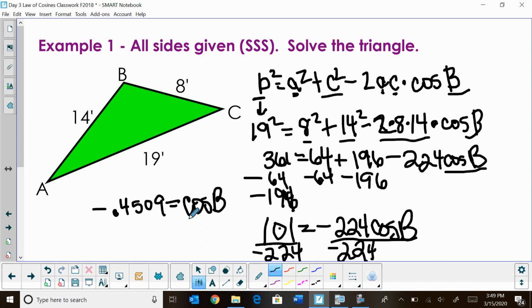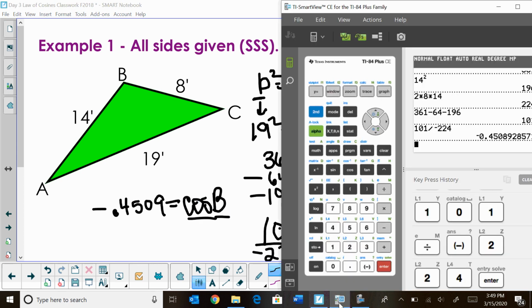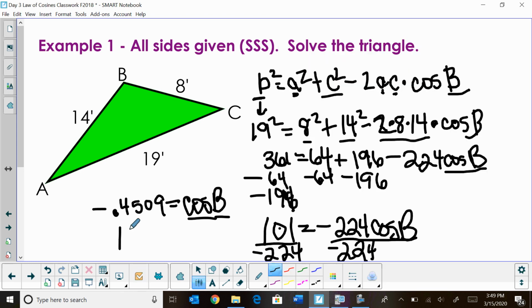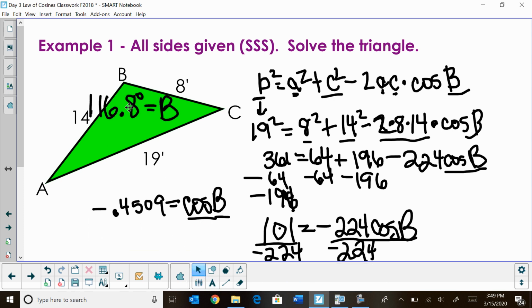Now, how do you solve for angle B? When you have cosine B is equal to a ratio, you use your inverse button. So let's take second cosine of that decimal, which is just the ratio, and we get 116.8 degrees. And that's equal to angle B. So we've solved for our first angle right here.